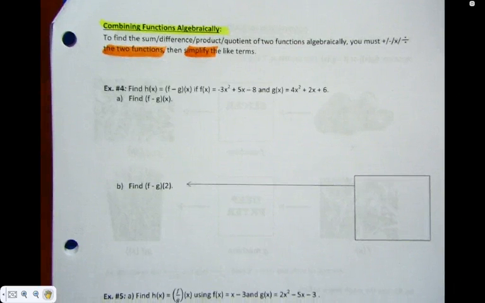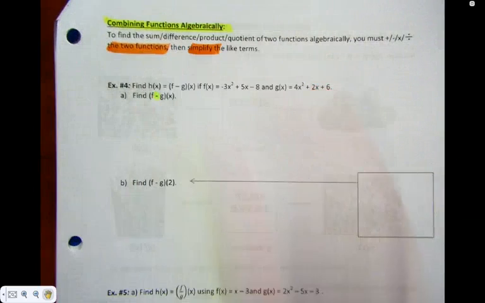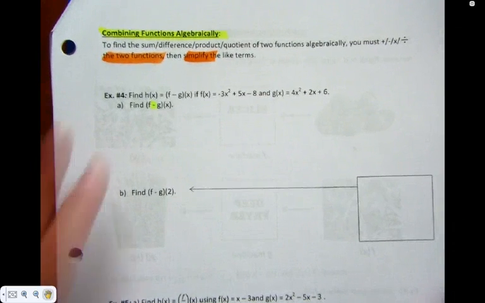So find (f minus g)(x) if f(x) is some quadratic, and g(x) is some quadratic. Okie doke. The question wants us to subtract them. How do I know it's a subtraction? Because it's got a little subtraction sign. So all I'm going to do is physically take the functions and subtract them.